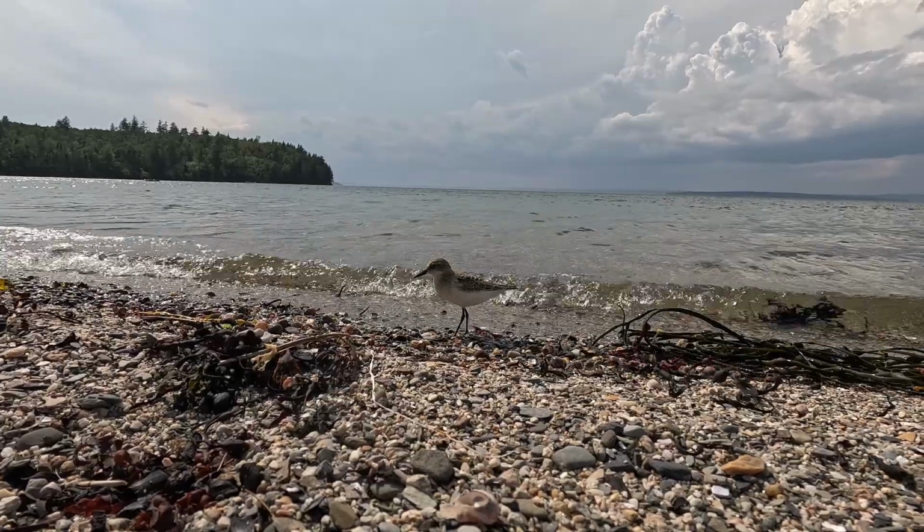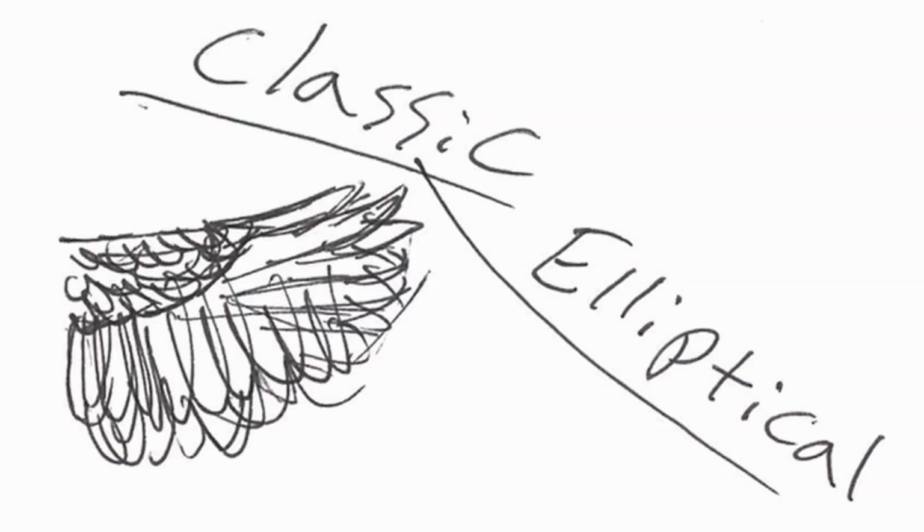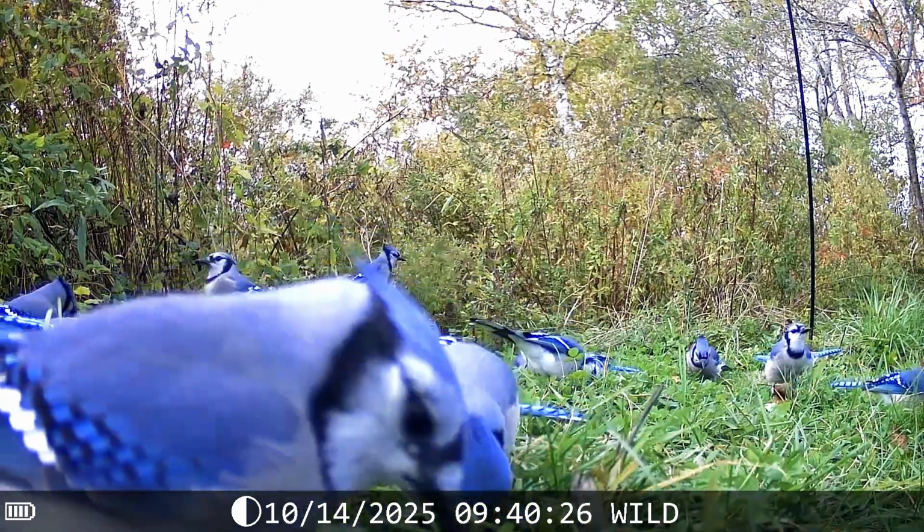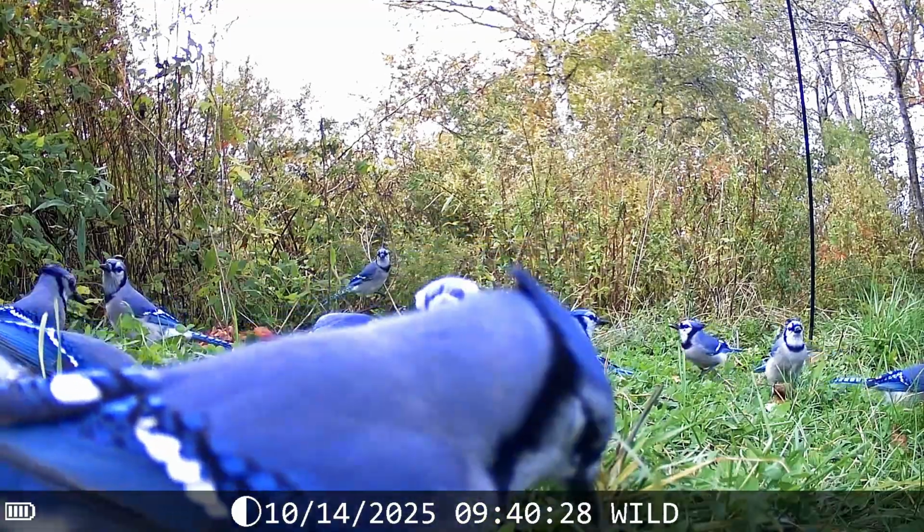And then you have classic elliptical wings, which is like your blue jay or your woodpecker, so it's just a classic wing shape. And this allows them to be able to fly through the woods and be able to land, and it doesn't generate a lot of lift, which is why they flap a lot, but it's perfectly suited for the terrain that they live in.